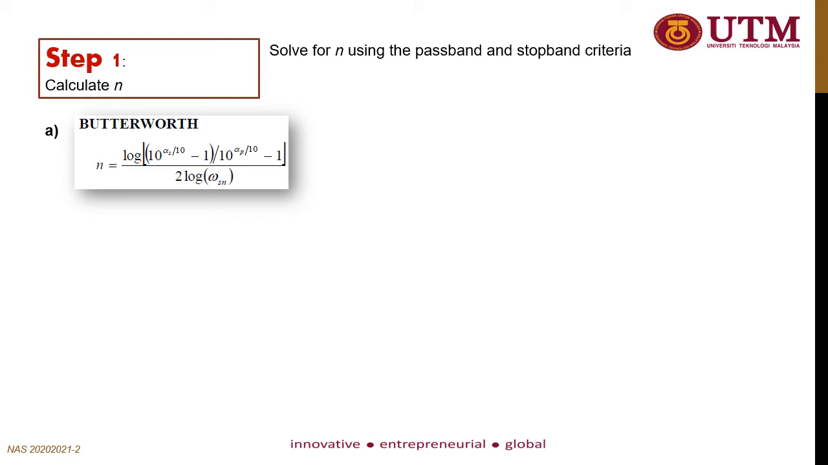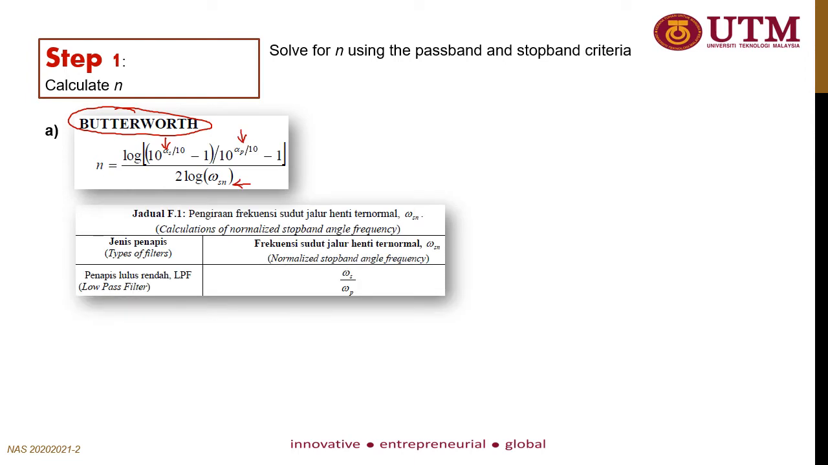To calculate the filter order number n, please make sure you refer to the correct equation. Do not use the Chebyshev equation. In this case we have Butterworth, so please use the Butterworth equation. So n equal to the following equation. Make sure alpha s and alpha p are in dB, and omega s n is normalized. Please refer to the table.